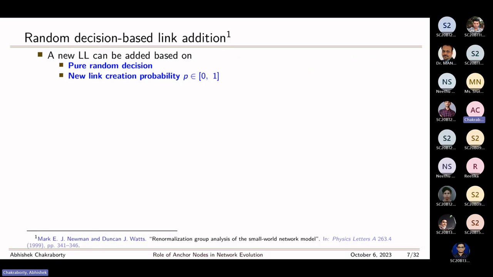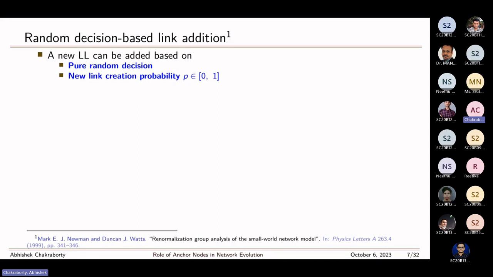Either based on pure random decision, like randomly you pick, maybe tossing a coin, and you get a probability. If the probability is greater than P, that is the second one, new link creation based on probability P. One is based on pure random decision. You will pick one node A, another node B. If they are not already connected, just connect them. That is the pure random decision.